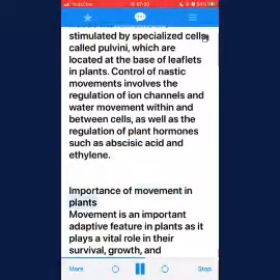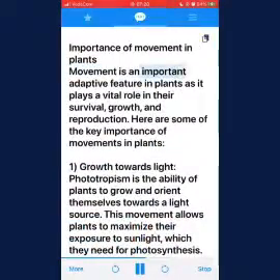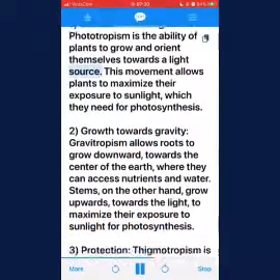Importance of movement in plants. Movement is an important adaptive feature in plants as it plays a vital role in their survival, growth, and reproduction. Here are some of the key importance of movements in plants. 1. Growth towards light. Phototropism is the ability of plants to grow and orient themselves towards a light source. This movement allows plants to maximize their exposure to sunlight, which they need for photosynthesis.